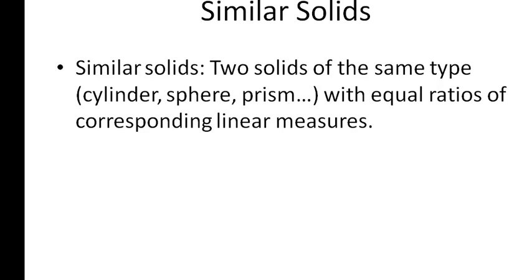Hey guys, so we're on to 11.9, which is the last section of this chapter, and it is about similar solids. A similar solid is two solids of the same type, which means that they're either two cylinders, two spheres, two prisms, two pyramids, etc., with equal ratios of corresponding linear measures. Give me a second to write this down.